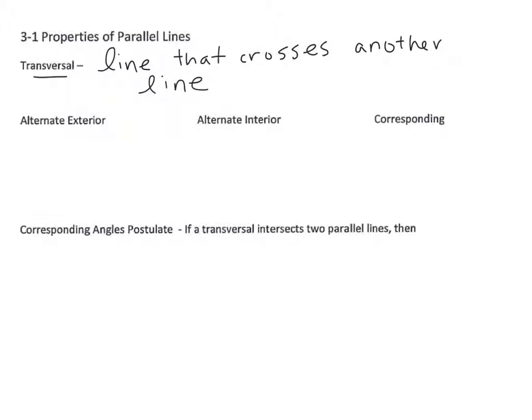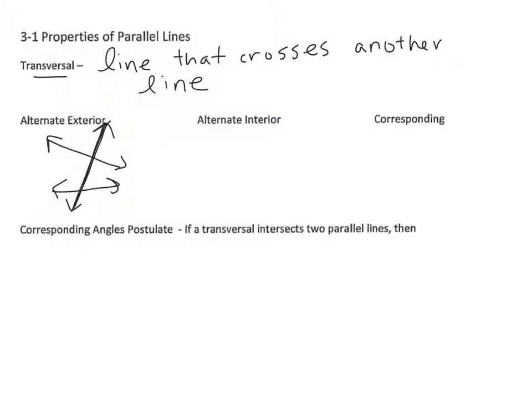So what happens is if you have two lines like this, and it's cut by a transversal. This right here is the transversal, the one that I'm darkening. It's the line that's intersecting or crossing two other lines. You're going to get all different angle pairs.